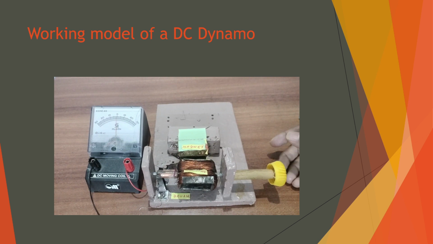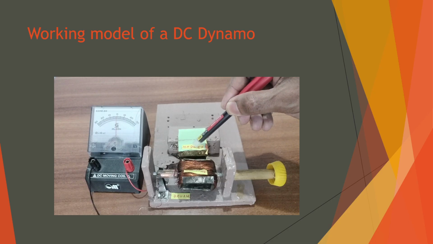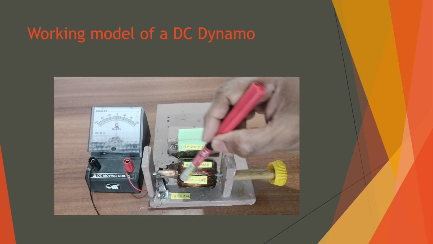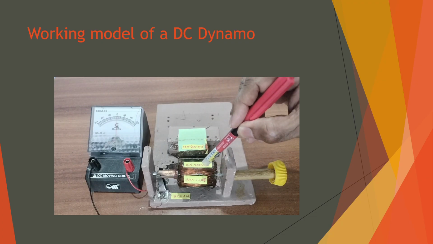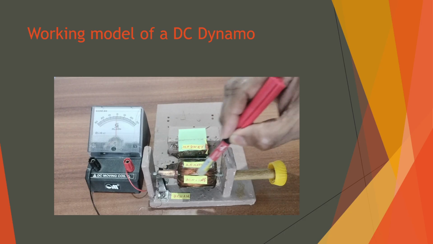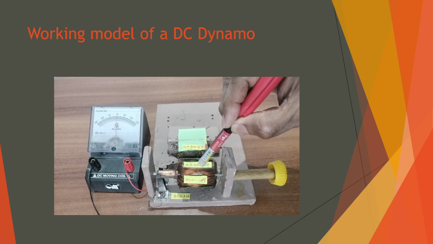Now just note down the essential components of this dynamo. It has a permanent magnet, which is a horseshoe magnet, and then there is something called an armature, which has a core made of sheet metal, and then it has enameled copper winding. It has about 700 turns of 28 SWG copper wire on this.